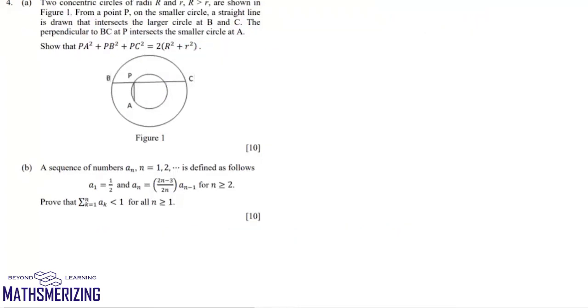Now question number 4b: a sequence of numbers an is defined as a1 equals 1 by 2 and an equals (2n minus 3) upon 2n into an minus 1. We need to prove that the summation of ak is less than 1 for all n greater than or equal to 1.